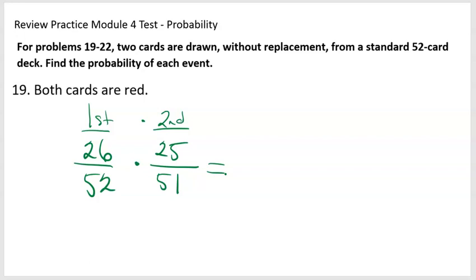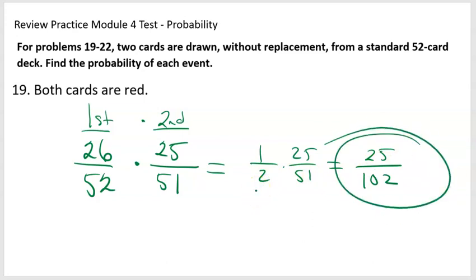Now, if you're doing this by hand, okay, 26 and 52 reduces. 26 divides into both of those. So that's 1/2 times 25 divided by 51. That makes it easier to multiply. 1 times 25 is 25. 2 times 51 is 102. And I don't see any common factor there at all. So that would be my probability that you got 2 red cards. Okay?